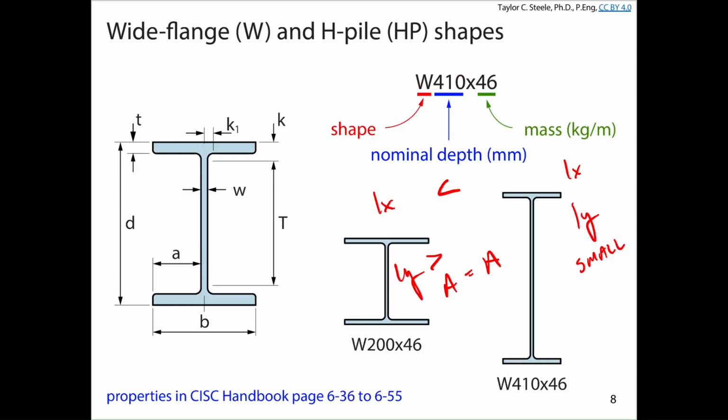So looking at wide flange shapes, we want to pick sections that are wide relative to their height. Basically that means we want to pick them to be really small. The handbook is not going to give you compressive resistance values for a W410 by 46, because no one should use that as a column. But they will give you compressive resistance values for the W200 because we do use those as columns.